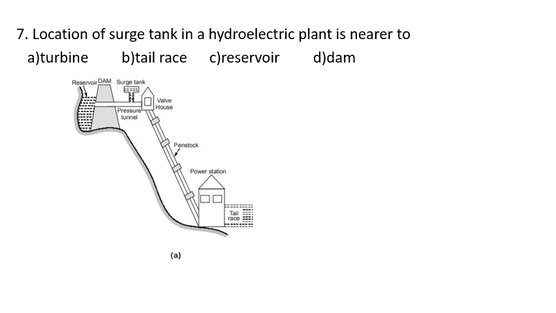So in this way the water hammering effect is controlled by the surge tank. From these options, the surge tank is placed for the protection of the penstock, and it is placed nearer to the turbine. Okay.